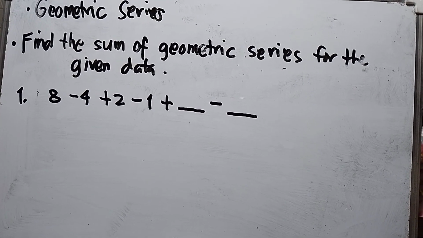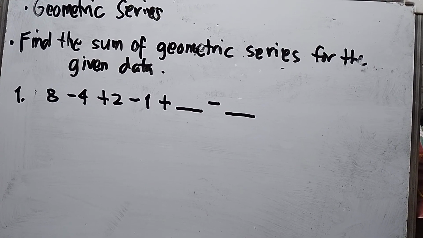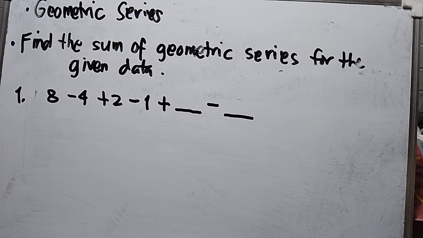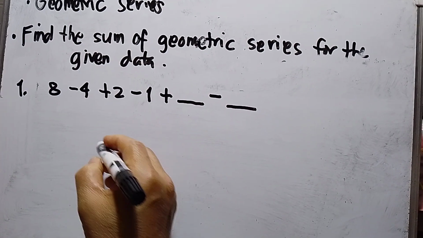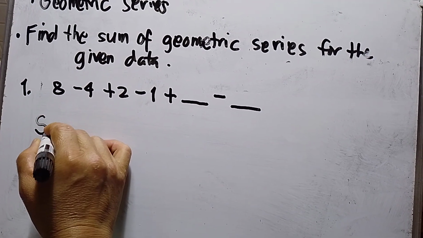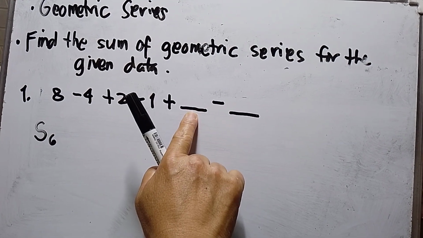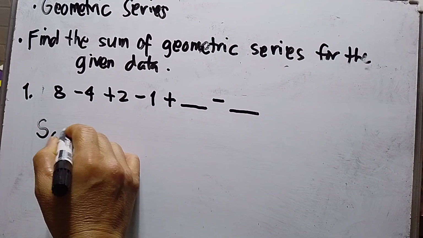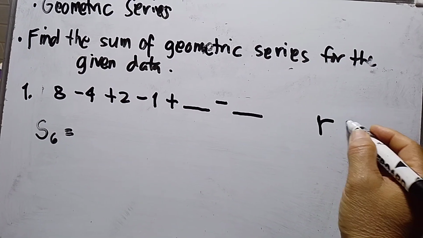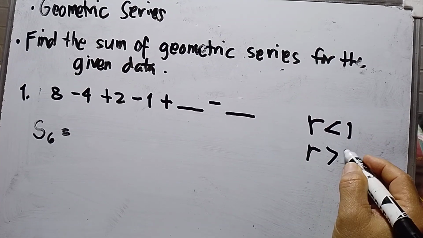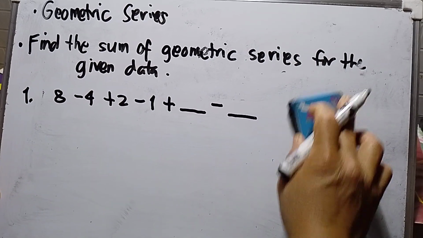Find the sum of the geometric series for the given data. So I have here 8 minus 4 plus 2 minus 1. Then I need to count this one. By the way, we are required to solve the sum at 6 terms. So we need to solve this one, and then use this formula. It depends on whether our R is less than 1 or greater than 1. So I will solve first the unknown terms.